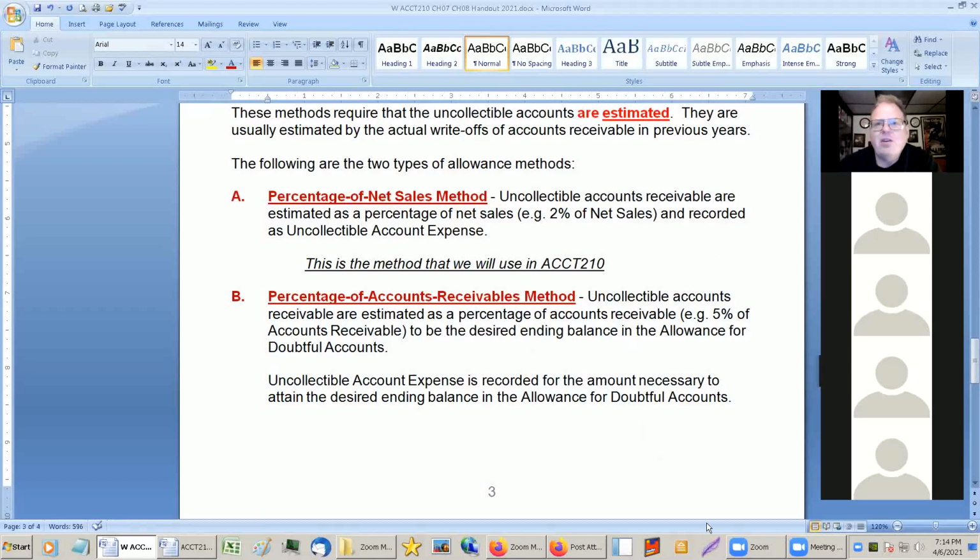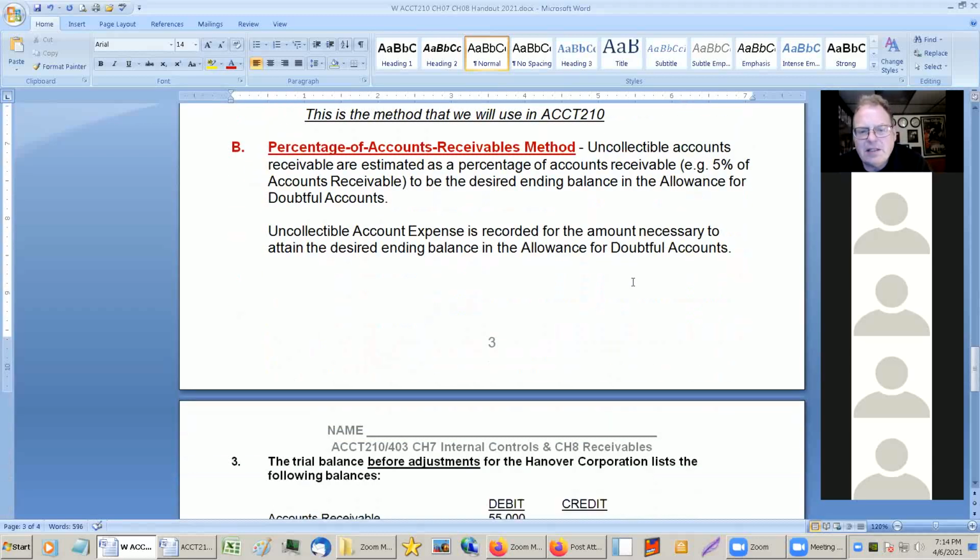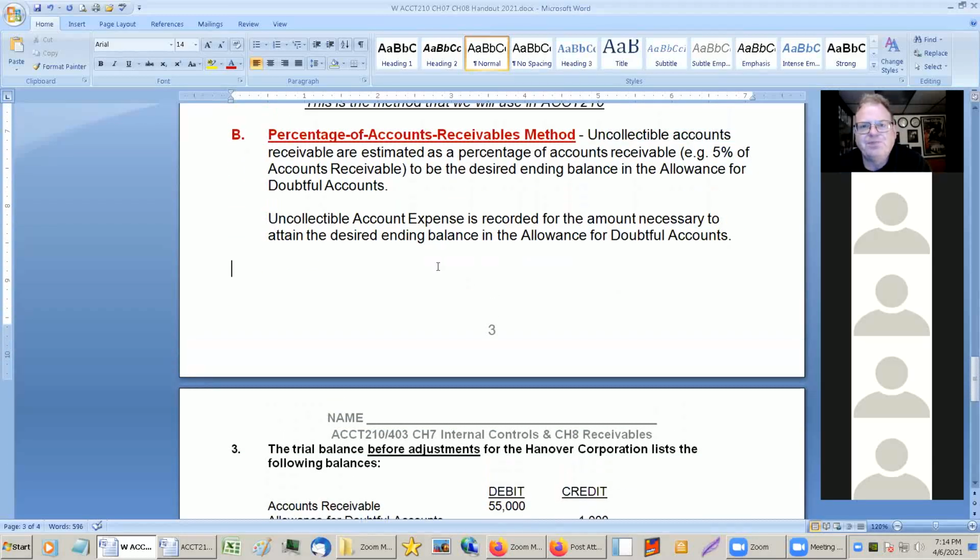They're both acceptable. And usually, hopefully, if you've been in business for more than a year, how do you estimate it? Well, see what was uncollectible last year. What percentage was uncollectible last year? 2%? Okay, well, let's use that for this year then. The actual amount uncollectible was 2%, we'll use that for this year. Okay, so estimating the amounts.